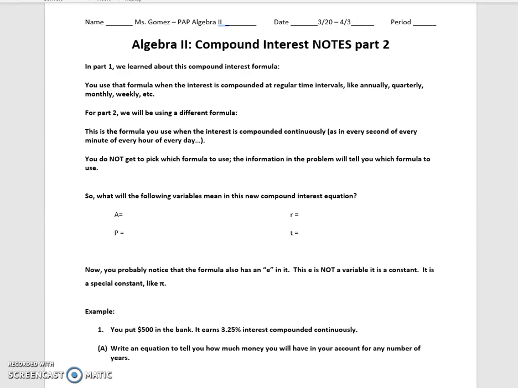Hi guys, so now we're on to compound interest part 2. So this is going to be when your interest is continuous.